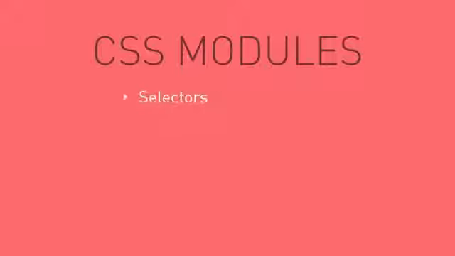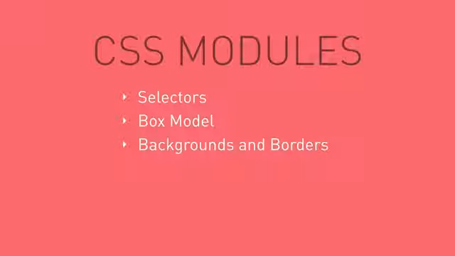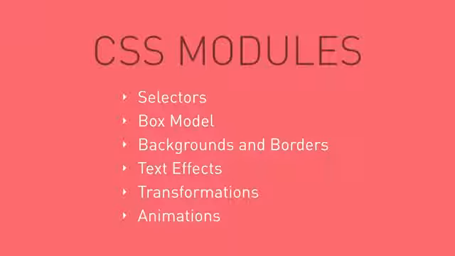There are many, but here are a few of the most important ones. Selectors, the box model, backgrounds and borders, text effects, transformations, and animations. Each of these modules could be an entire video series on their own. So my goal is not really to talk about every one, but make you aware of them and a little bit about what they do.